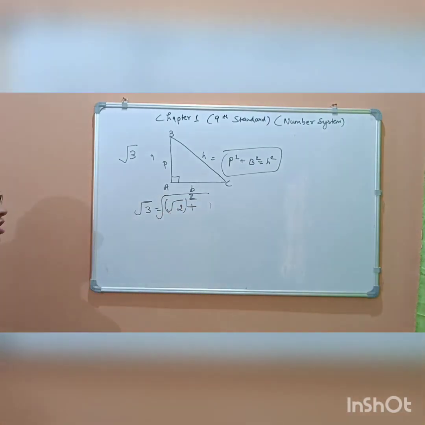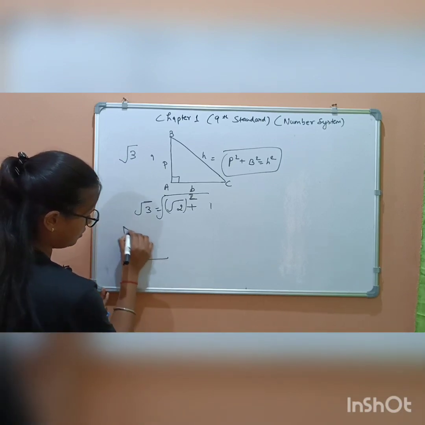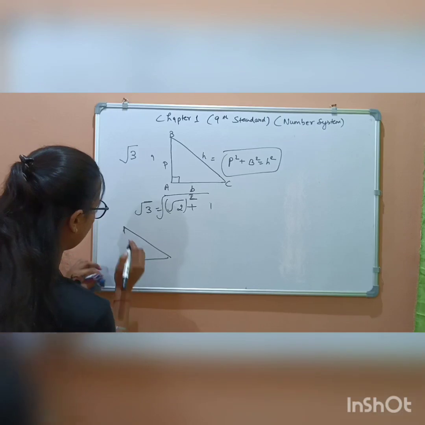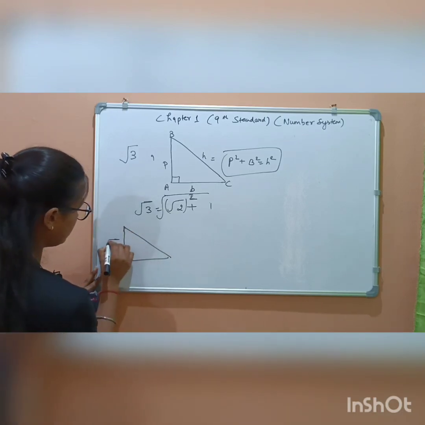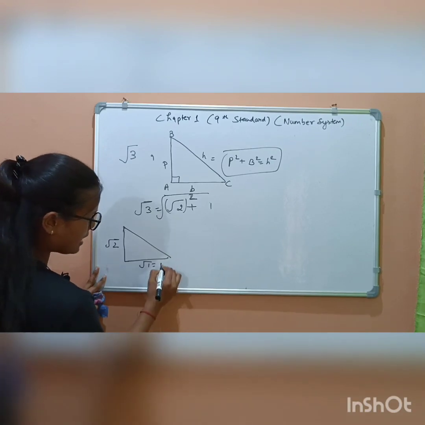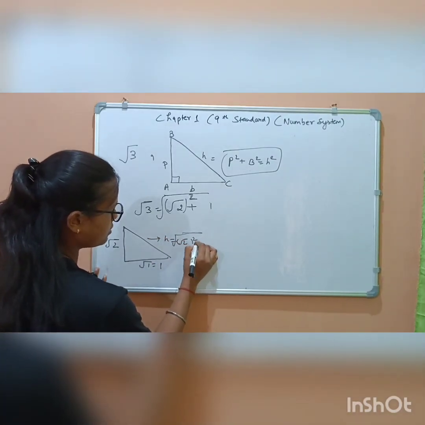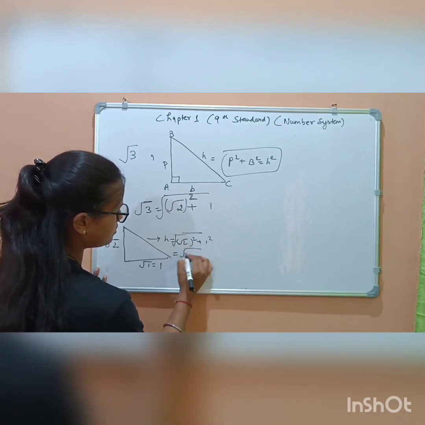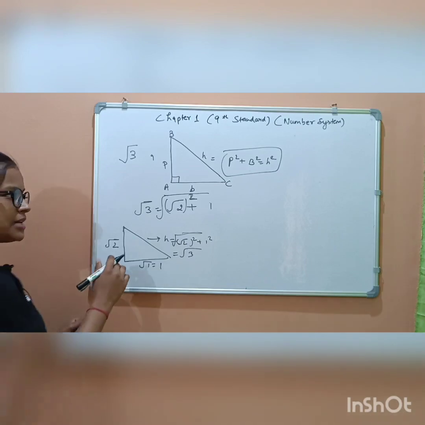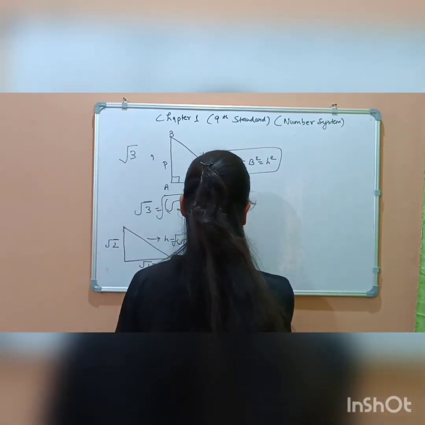Right now, I'll get root 3. If I have perpendicular as root 2 and base as 1, I can clearly have hypotenuse as the square root of root 2 squared plus 1 squared, that is root 3. I have to use the same concept to show this root 3 on the number line.